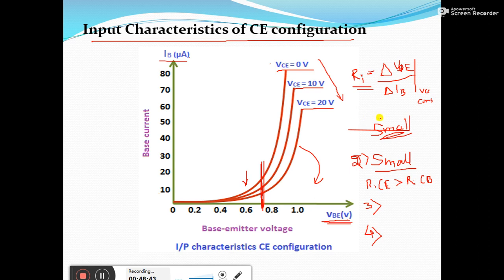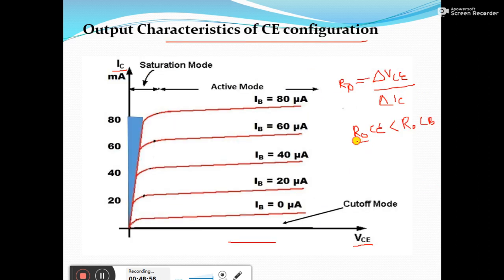So here you have noted one more point. Ri, the input resistance of CE configuration, is larger than the input resistance of CB, but in reverse, in case of output characteristics, the output resistance of CE is smaller than the output resistance of CB, because you are getting a slight increase in the curve, and you are getting a flat curve in case of CB configuration.